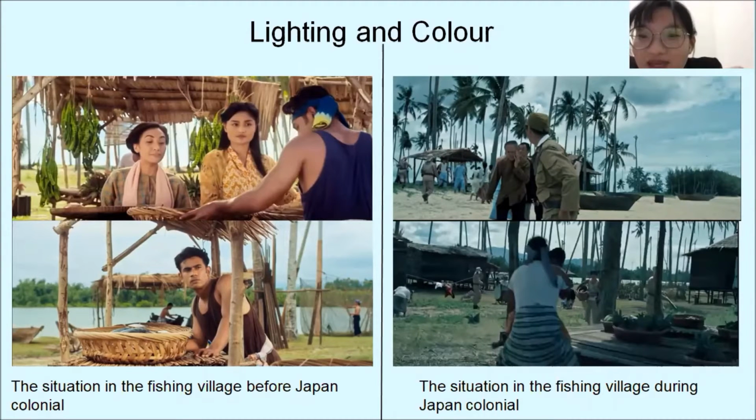On the right hand side, we can see the situation in the fishing village before the Japanese colonized. The color used is colorful and bright. It expresses the feeling of fun and happy, while the right hand side is the situation in the fishing village during the Japanese colonization. The color is dark. It expresses the feeling of sad and painful.